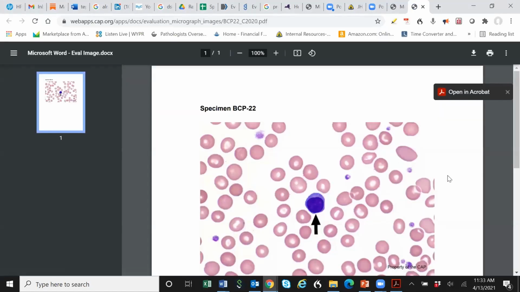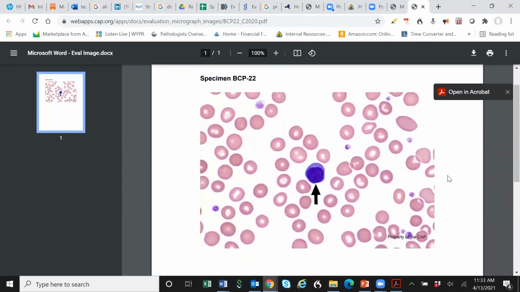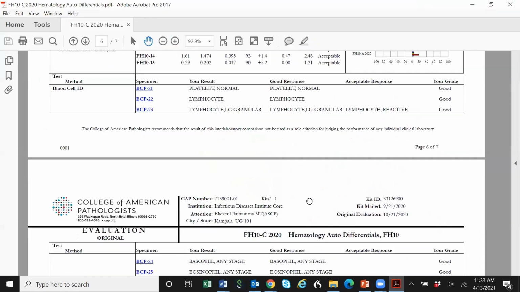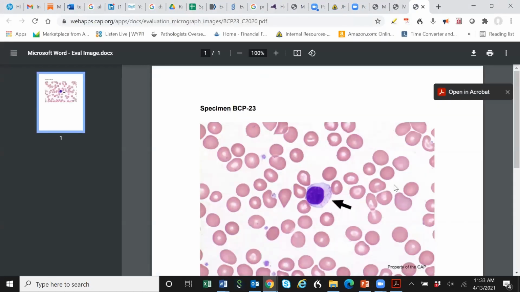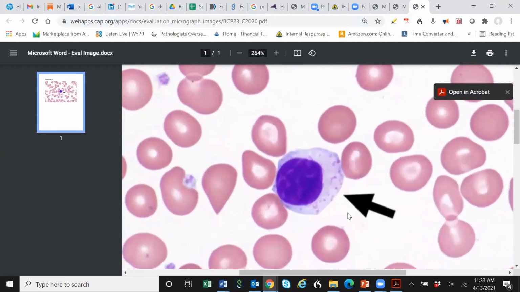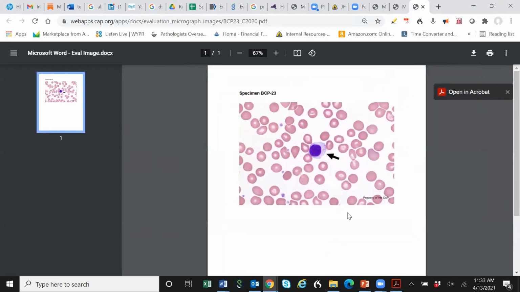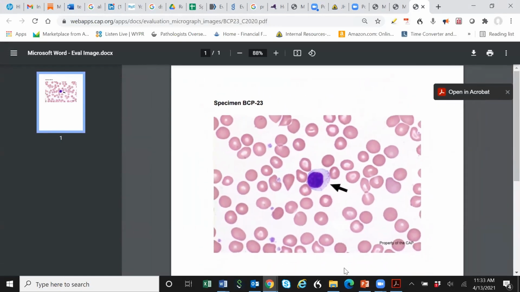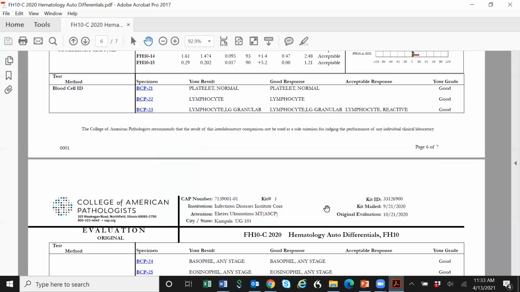This is lymphocytes. And of course, now we have the answers, but you get these without knowing the answers. Some of them are pretty straightforward. This one is a granular lymphocyte, and if you zoom in, you can see the reactive granules in there. And so this is part of the challenge.